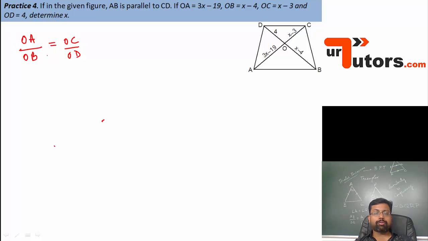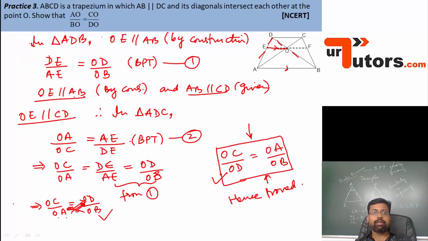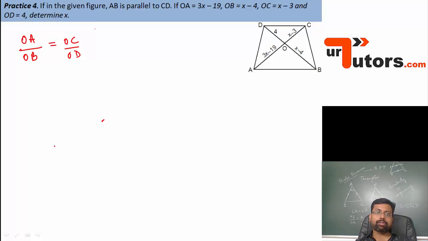I've written the result from the last question here, so you can make use of it. But you must remember what it is. So in a trapezium, the diagonals intersecting at point O, so OA by OB will be equal to OC by OD. This is what we got in the last question. You can use it. Okay. I'm also solving on my own and you also solve, and maybe we can tally our answers. Okay. So you have 3x minus 19.